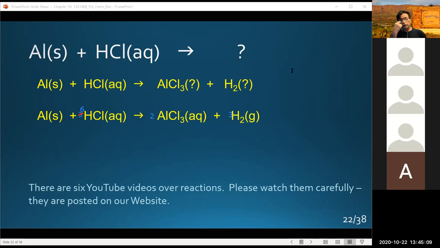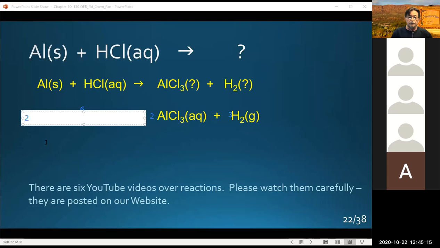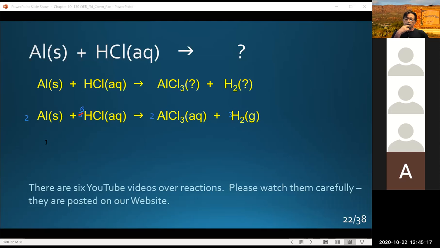And now my aluminum chlorides went up to 2, so I get to balance that. So I put a 2 in front of aluminum. And do I look balanced here? Dr. Fred, is that a 3 next to the H2(g)? No, that's a 3, yes. Okay. Yeah, that is a 3.